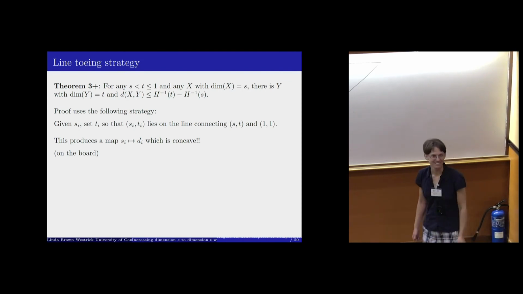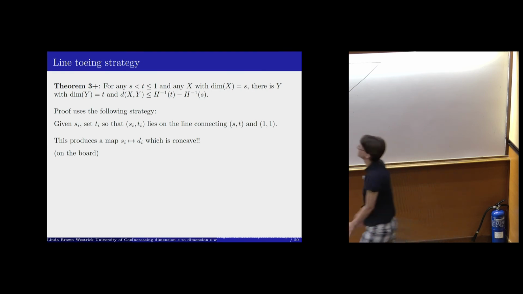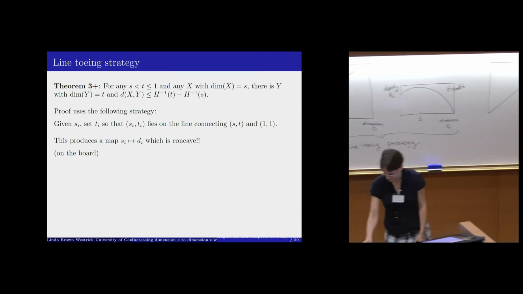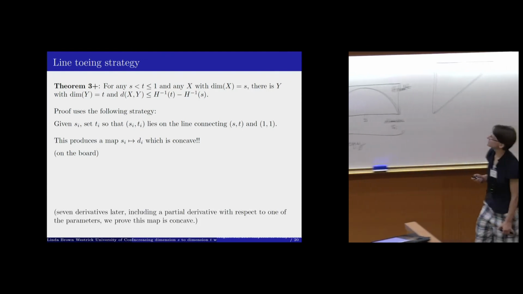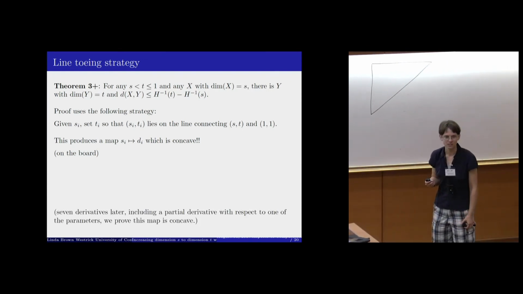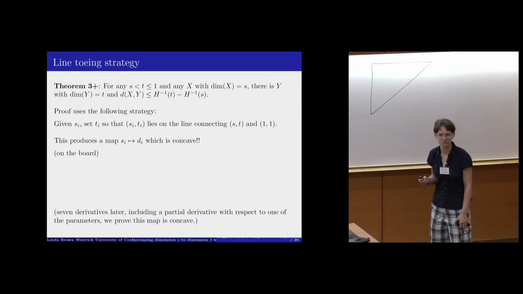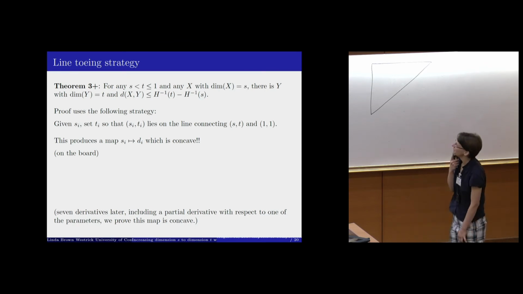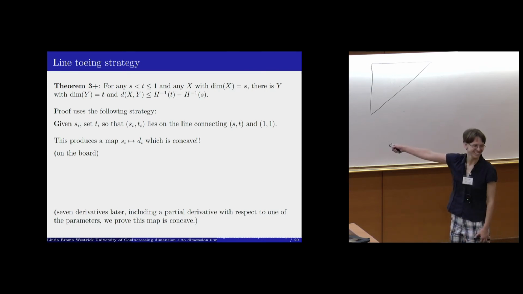We had to learn Mathematica in order to do it, actually. We were doing it by hand and just dropping signs everywhere. It was a mess. It wasn't going to be anything. So eventually we did it. Seven derivatives later, including one partial derivative with respect to one of the parameters. But it's true. It's concave down.